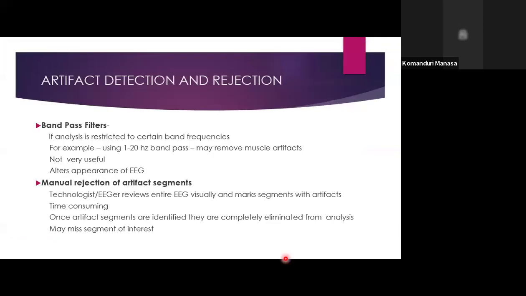So the artifact detection and rejection. There are band pass filters or manual rejection of the artifact segment. Band pass filter can be used if analysis is restricted to certain band frequencies.